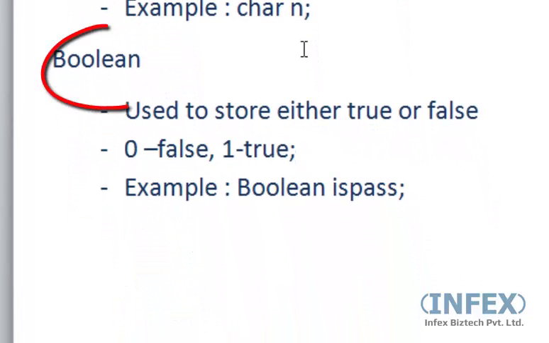Boolean. A Boolean data type is mainly used to store either true or false. The compiler has default values for Boolean. 0 is false and 1 is true. Here, this is the example of the Boolean data type.